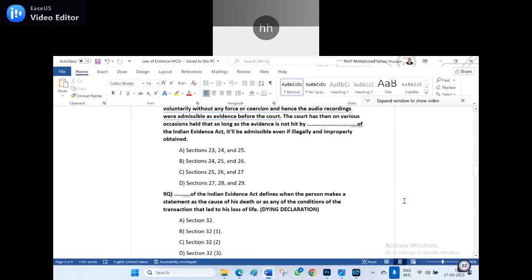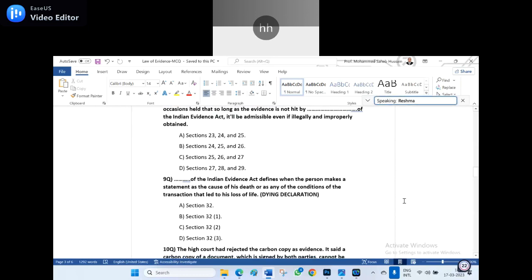Dash of the Indian Evidence Act defines when a person makes a statement as to the cause of his death or as to any of the circumstances of the transaction that led to his death. That is nothing but a dying declaration. Which section says this? Option A, section 32. Option B, section 32, clause 1. Option C, 32(2). And D, section 32(3). Option B, 32, clause 1. Yes, it is option B, section 32, clause 1 is the dying declaration.